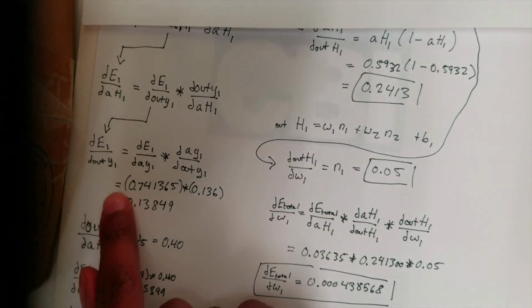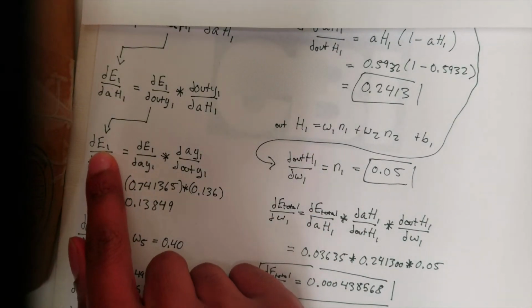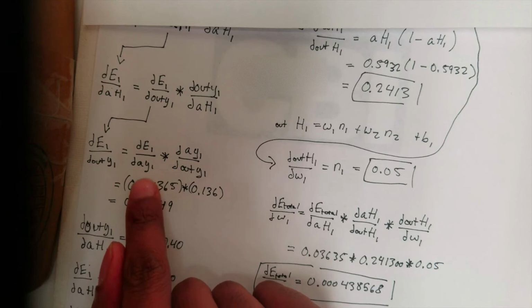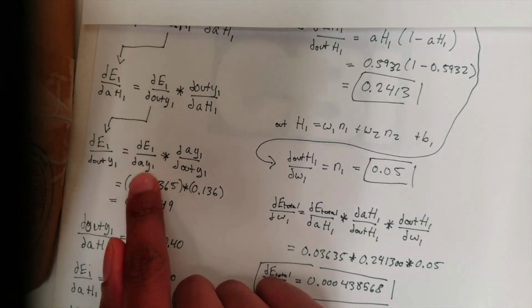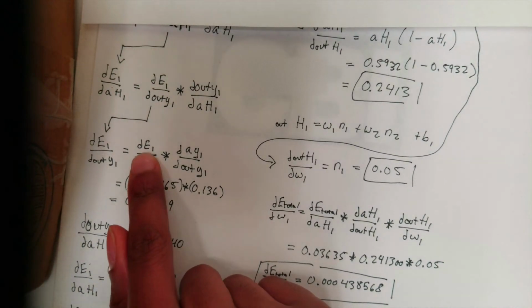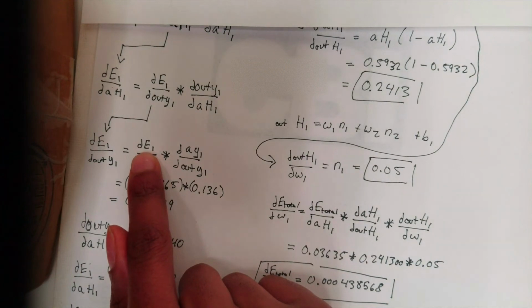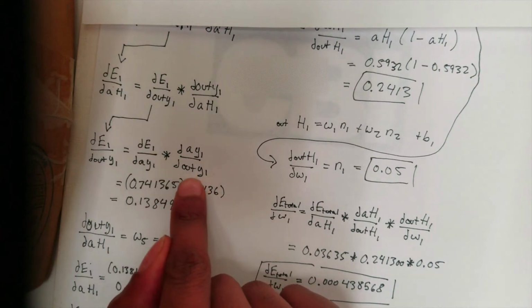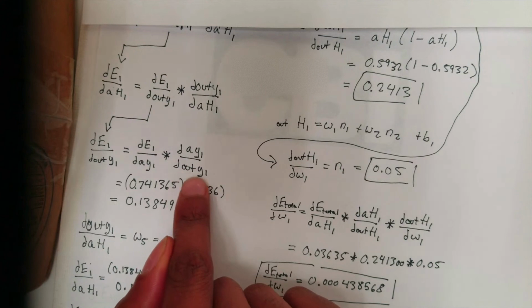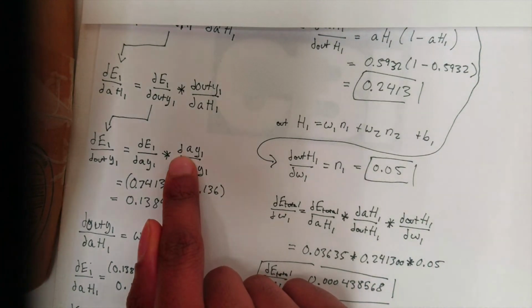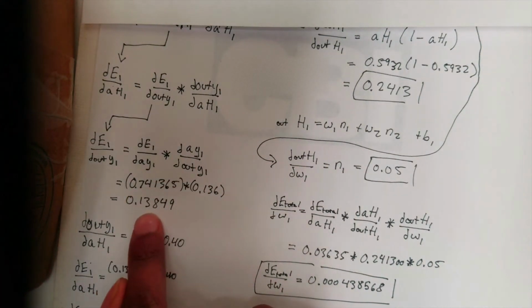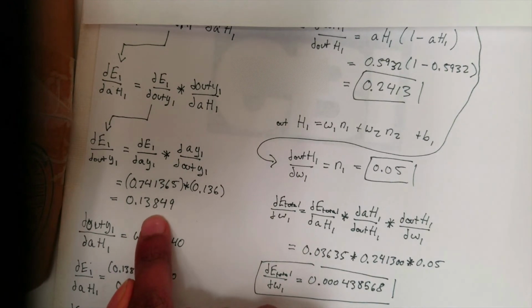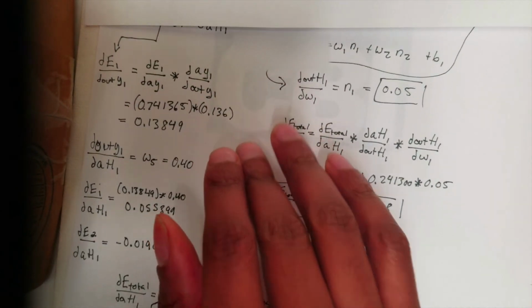And you can see we get the contribution of the output of Y1 with respect to error 1 is equal to the contribution of the activation of Y1 with respect to error 1, times the contribution of the output of Y1 with respect to the activation of Y1. And we get the value of 0.13849.